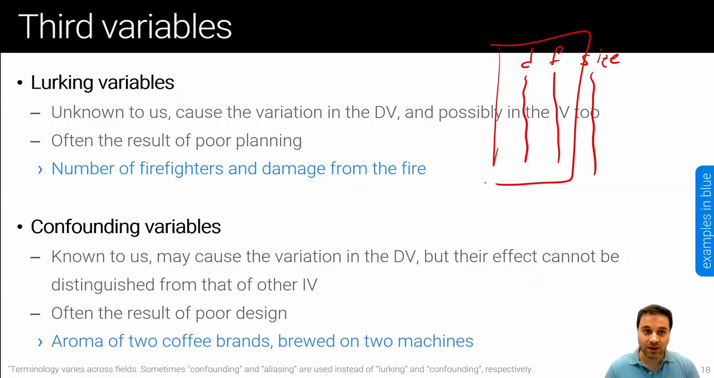And it's usually a result of a poor design. So even if we know that we have to measure that one variable, there's no way for us to tell apart one from the other because of a poor design. We'll talk about it in a few videos.